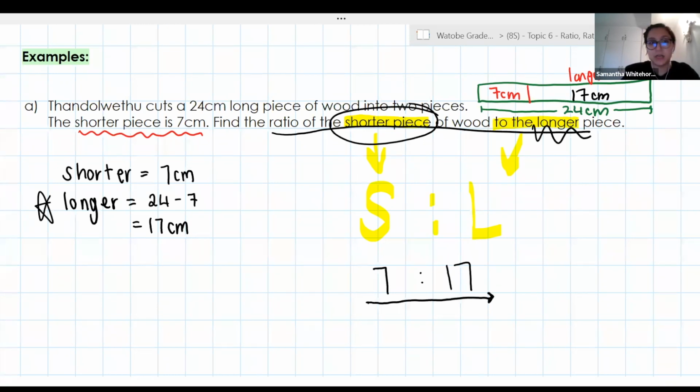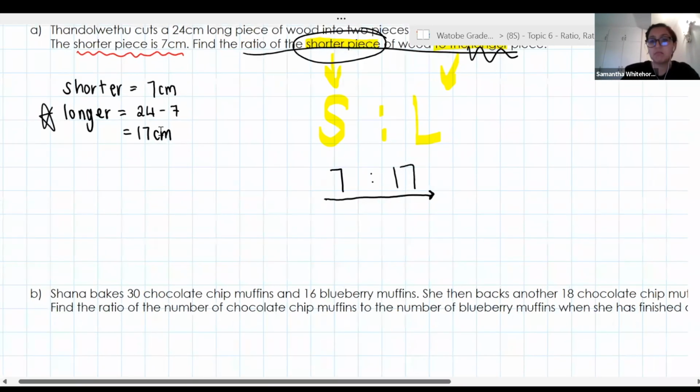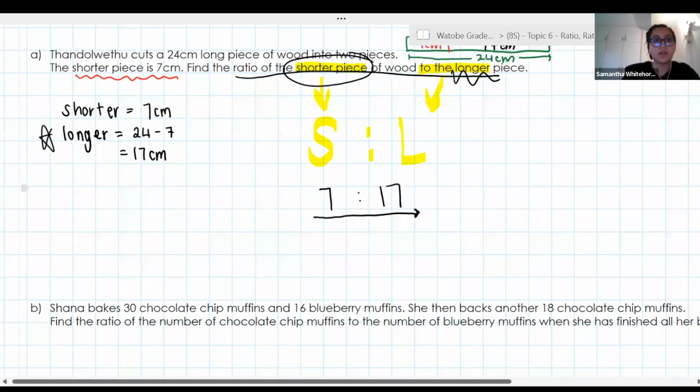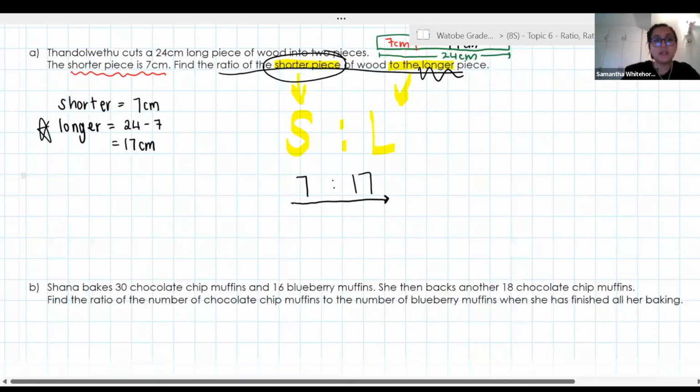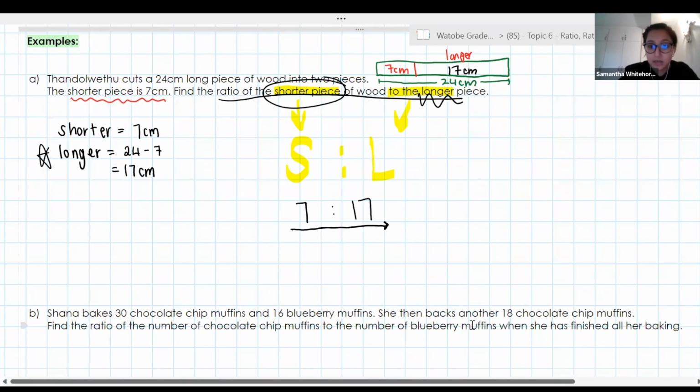Right, so we've got 2 minutes. I'm going to ask you to try question B. So question B says, I'm just going to leave example A up there. Question B is saying that Shana bakes 30 chocolate chip muffins and 16 blueberry muffins. Let me just fix my spelling here. She then bakes another 18 chocolate chip muffins.